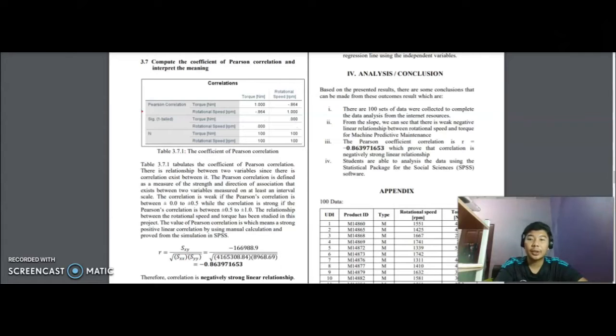Now I'm going to talk about the Pearson correlation coefficient and its interpretation. You can see the correlation table here of the Pearson correlation for the torque and rotational speed. We calculate this coefficient by using this formula and putting in the values, and the result we got is negative 0.863971653. From this we can conclude that the correlation is a negatively strong linear relationship.